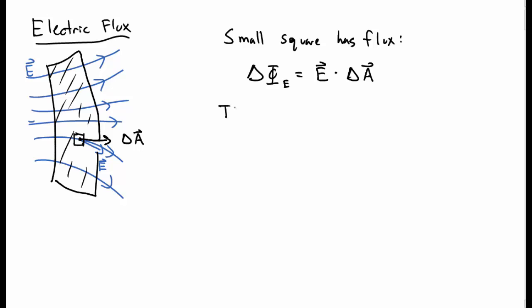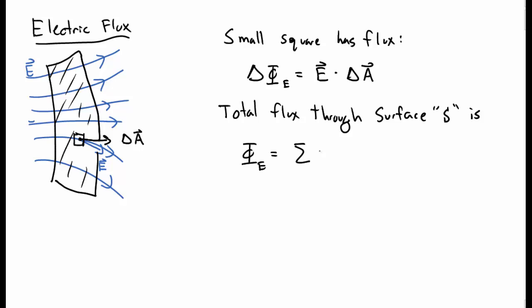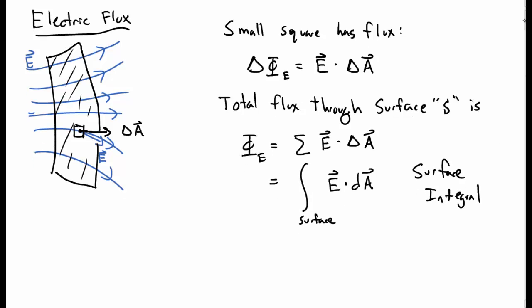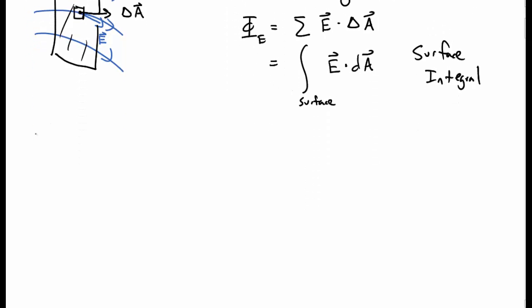Let's call this surface S. Then the total flux through this surface S is just the sum of all of the little bits of flux through all the little squares. Well, we can make that a bit more precise in terms of an integral. So we have an integral over the surface of E, the electric field, dot dA, the differential area. And so this is some kind of surface integral.